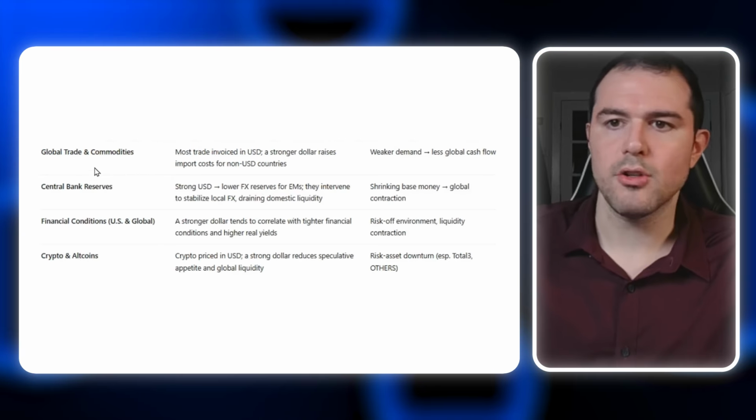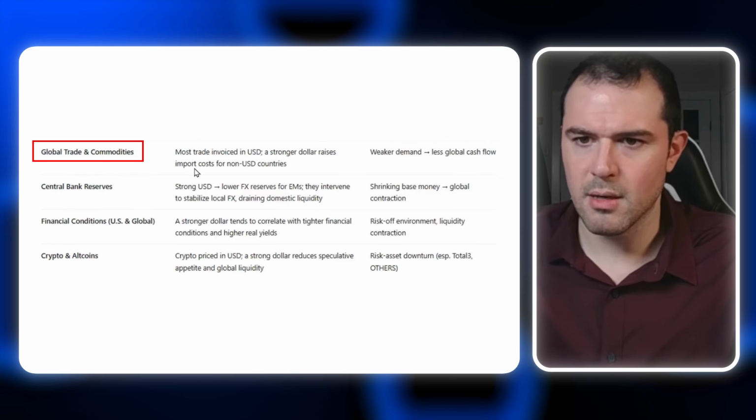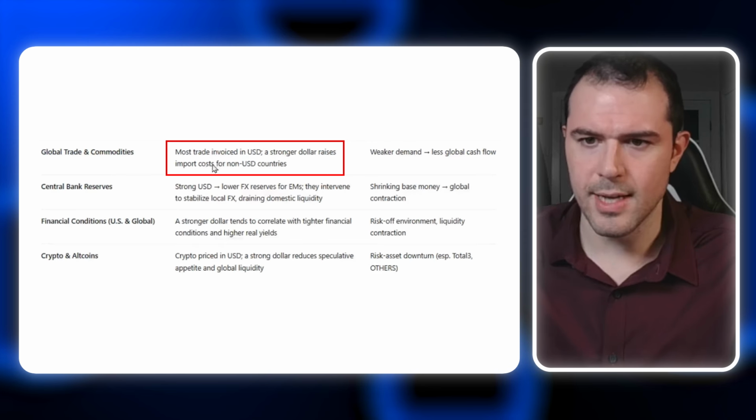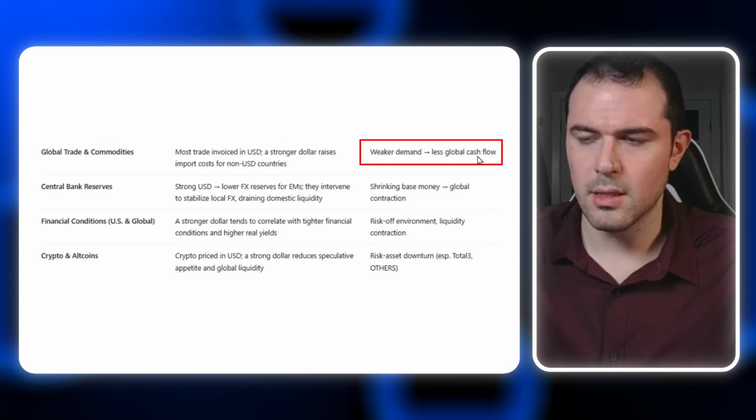This happens through a number of mechanisms. Let's break down some of the simpler ones to give you an idea. So have a look on your screen. We've got some of the transmission channels here, how this happens. Global trade in commodities: most trade is invoiced in US dollars, so a stronger dollar raises import costs, weaker demand for imports, less global cash flow.